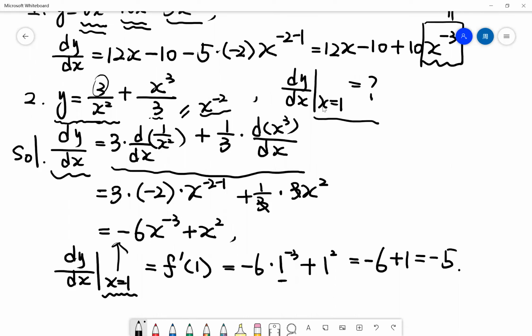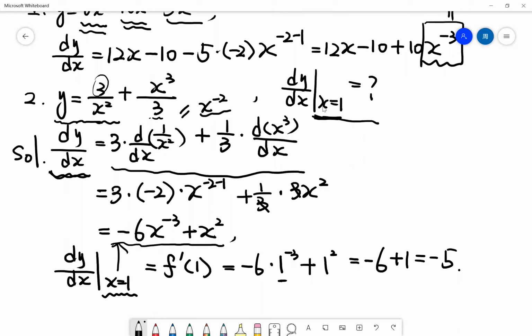Check. So as in the group. This is the second question. You have to get the value for dy by dx. You can see here it is a function.